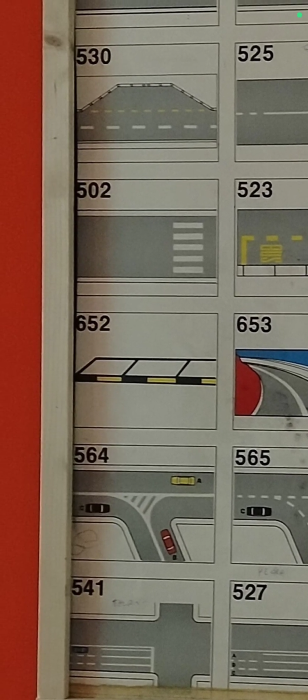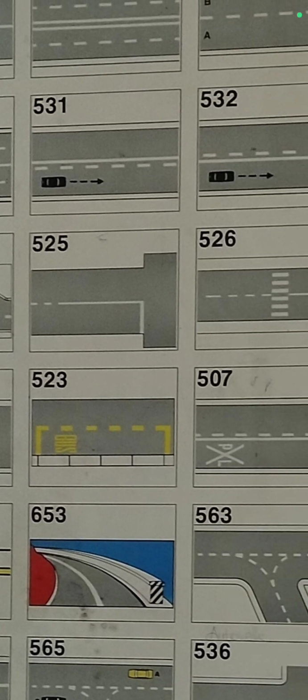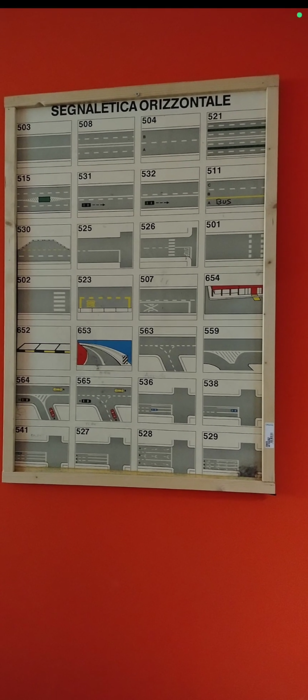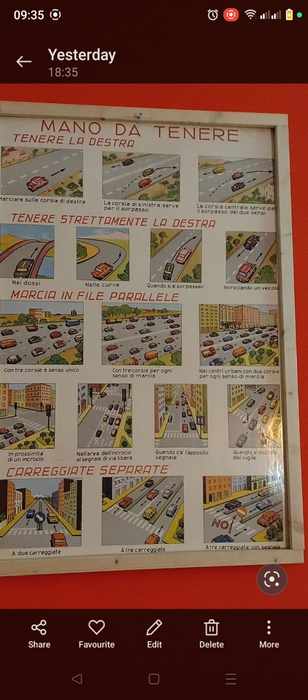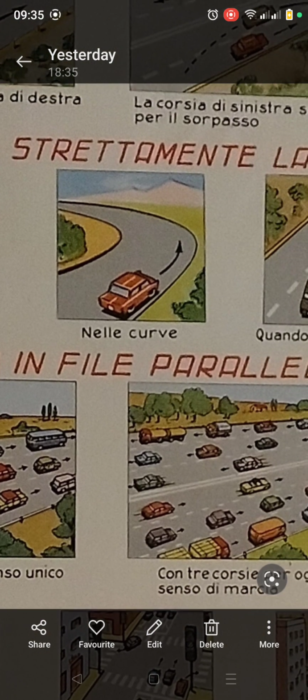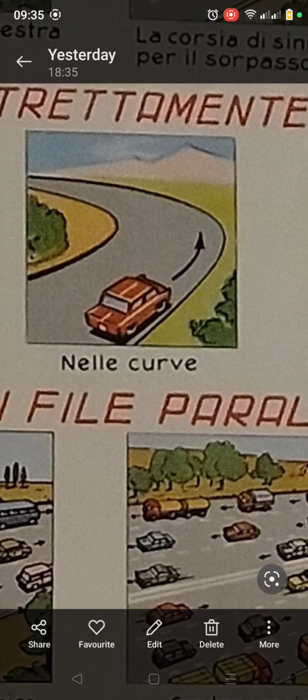So let me use another picture. Let me see if I can find another picture of a curve. I don't think I have it here. Let me use this other one. No, this one is not there. So let me try to find. Okay, for example, this one is a curve as well.